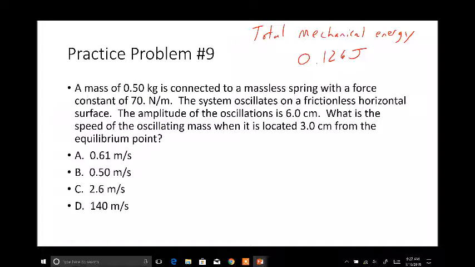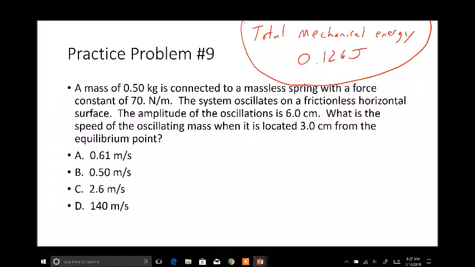Now, some of you would be tempted to take that total mechanical energy that we calculated in problem 8, halve it, and set that equal to the kinetic energy equation, 1/2 mv squared. But we can't do that because the force varies with the displacement. So this oscillator is not uniformly accelerating. So here's how we would work a problem like this.